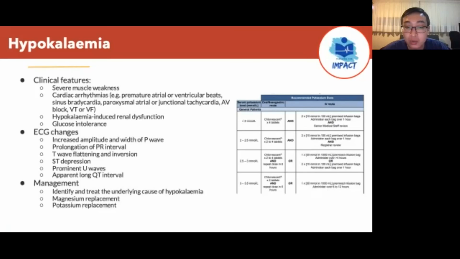Do you guys know? So when I say Chlorvescent provides 14 millimoles of potassium per tablet, and Slow-K provides 8 millimoles of potassium per tablet. Do you guys know what that translates to? What the expected potassium rise would be if you pop a tablet of Chlorvescent, which contains 14 millimoles of potassium?